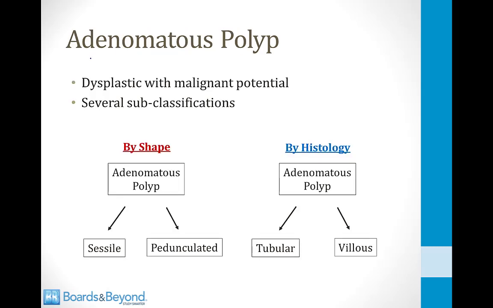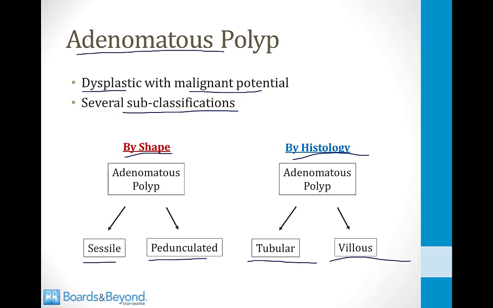In contrast to hyperplastic polyps, there is another type of polyp called an adenomatous polyp that can be found in the colon, and these are dysplastic and they do have malignant potential to develop into colon cancer. And there are several different ways by which adenomatous polyps can be subclassified. First is by shape. They can have a sessile or a pedunculated shape. We'll talk about that in a minute. And the second way is by histology. Some have what's called tubular histology and some have villus histology.